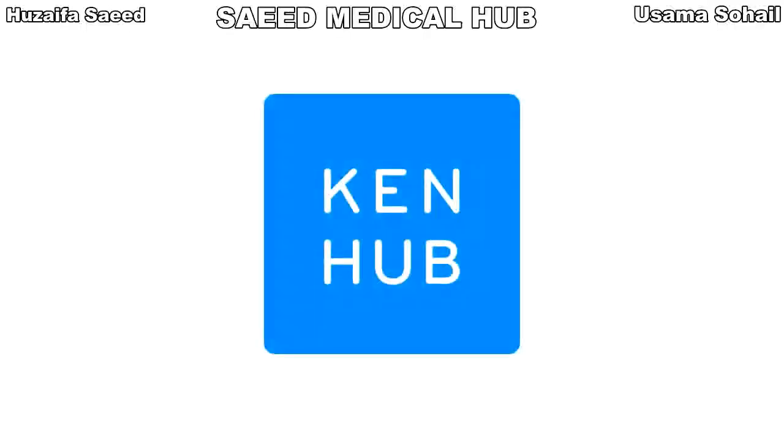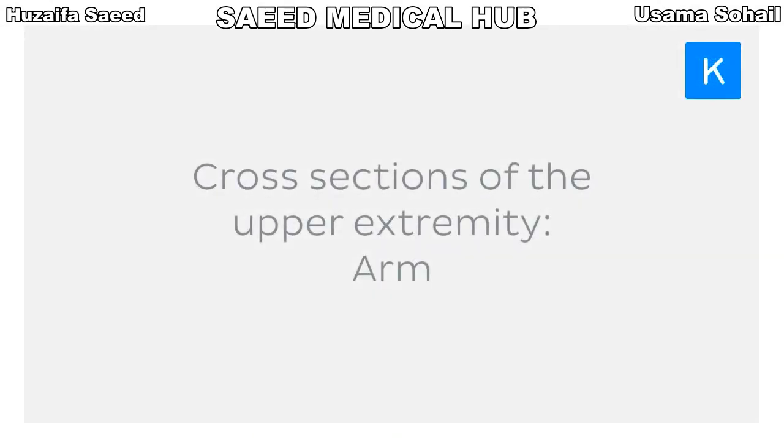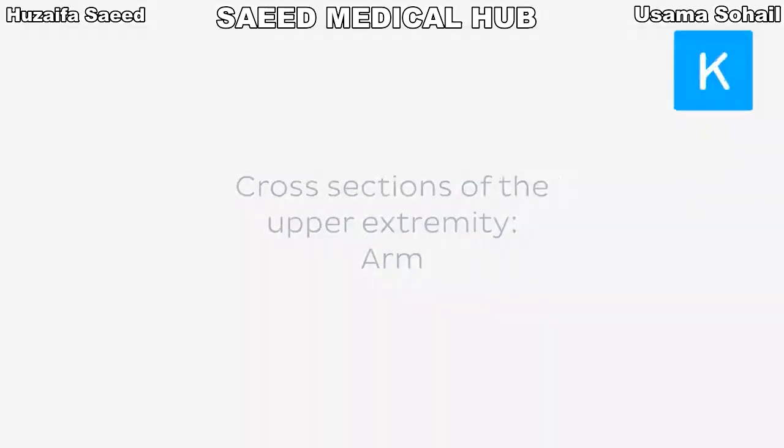Welcome back to the second installment of our cross-sections of the upper limb series, where this time we'll be exploring the cross-sections of the arm. If you haven't already watched the first part of this video series, which looked at the shoulder region, please be sure to take a few moments to check that one out first. Now let's continue where we left off.